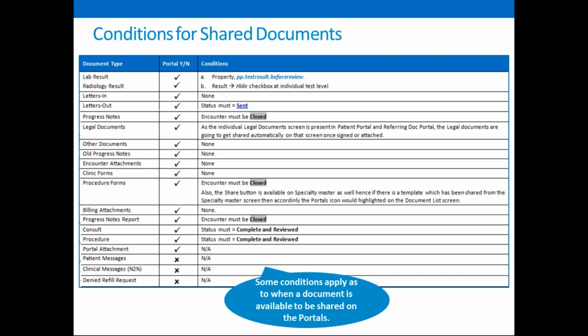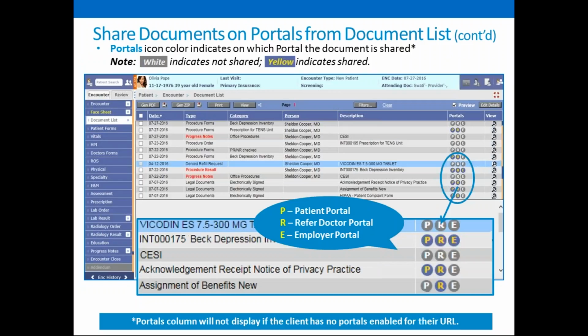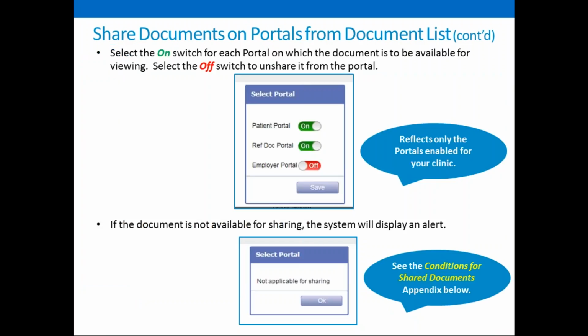So you may originally try to share a lab result and get the error that says not applicable, and you know in your mind, but I'm allowed to share results because we let our patients view them online all the time. It's probably because one of these conditions has not yet been met. So there are certain conditions like that attached that will give you the error versus the ability to share.